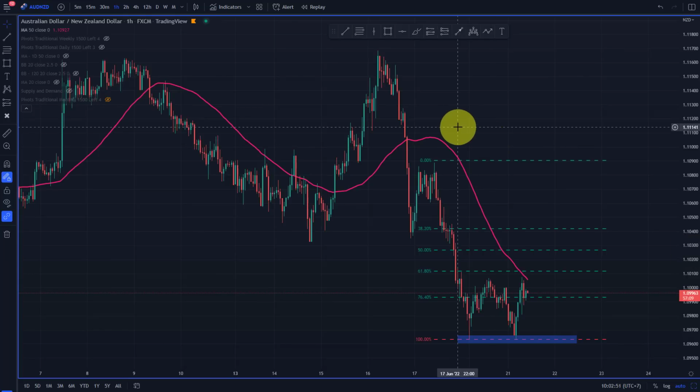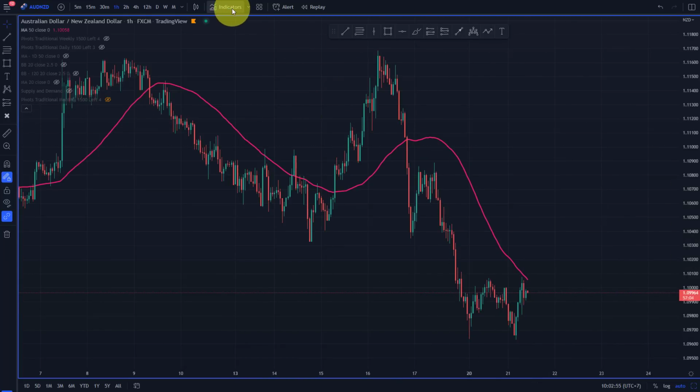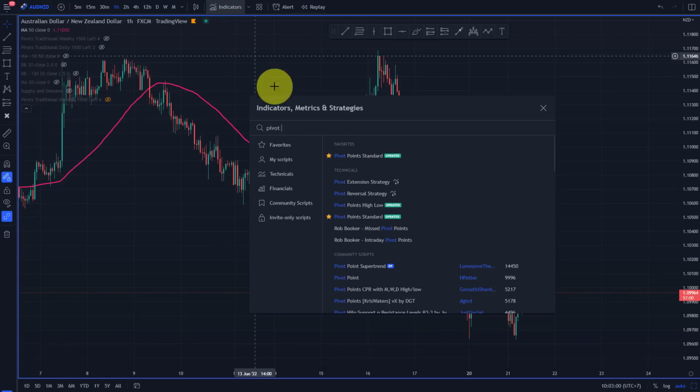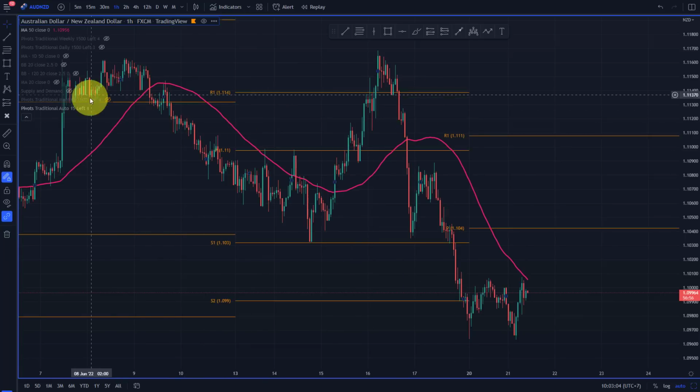That's it, very simple. And because a lot of people ask me about the pivots, let me also show you the pivots. It's very simple. You go to indicators, and it's called Pivot Points Standard. You can just search pivot and then select Pivot Points Standard. That's it. Now you have it on your charts, and that's how it looks.